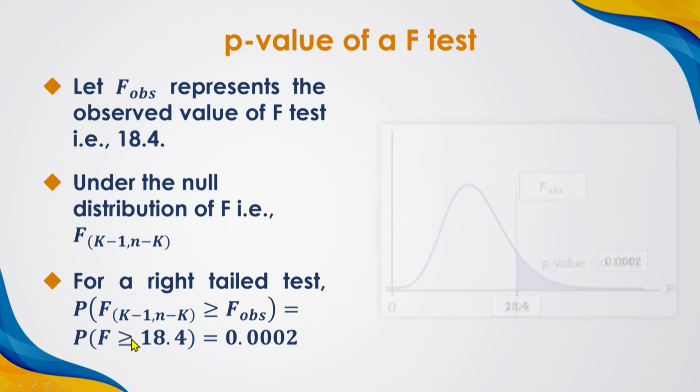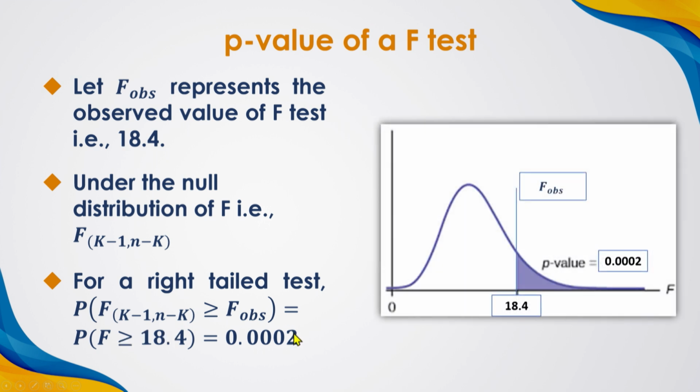So we are going to find the probability that capital F is more than or equal to 18.4. Let us look at the distribution of F in the figure, where the p-value is the shaded region. We find the area to the right of 18.4, computed using this probability. The logic behind the calculation is to use the probability density function of the F distribution, which is more complex. The statistical package gives you the p-value, which is 0.002.